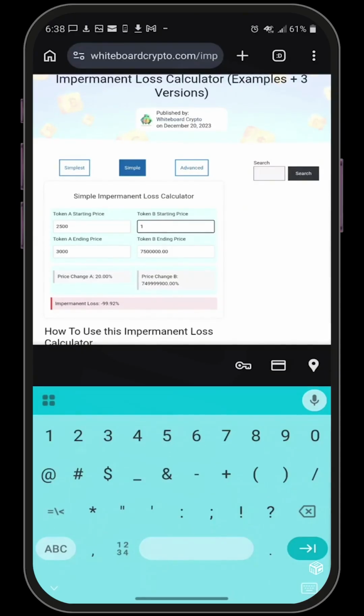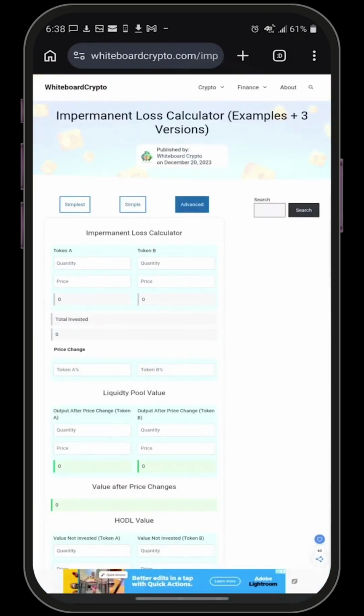This option is useful when you know the current price and your expected future price, but don't want to calculate the percentage increase yourself. So finally, let's check out the advanced mode. This version gives a complete breakdown of the calculation.